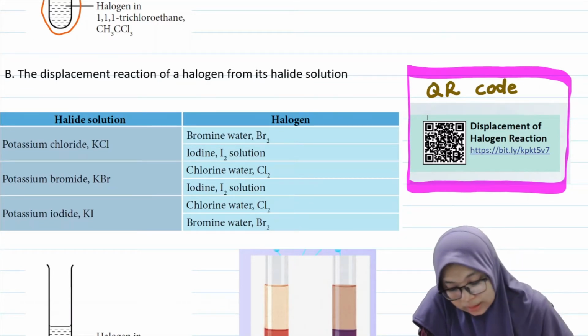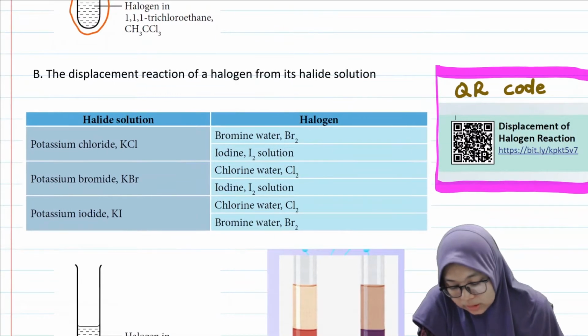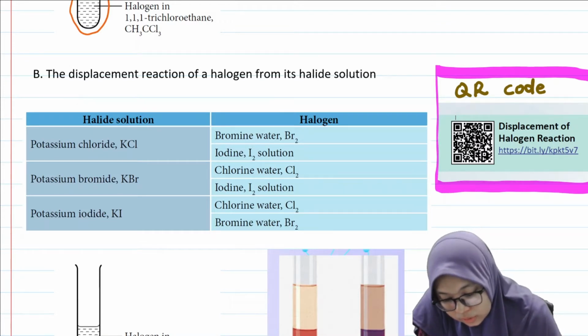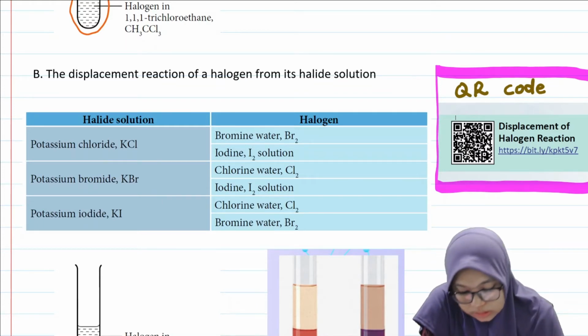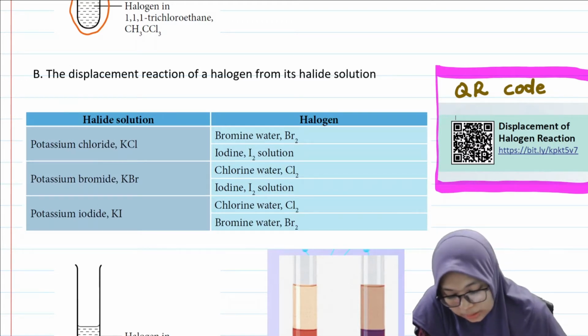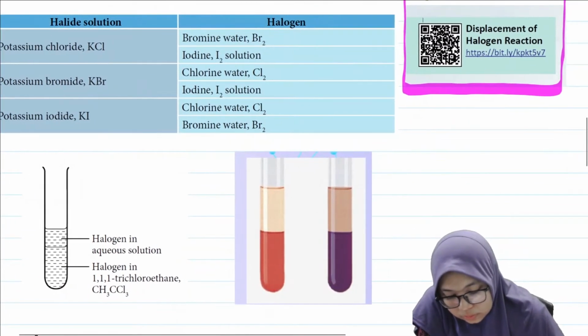Now let's look at the second part of the experiment. This is the displacement reaction of a halogen from its halide solution. This is the solution that we use: potassium chloride, potassium bromide, and potassium iodide. And the reaction is between bromine water, iodine solution, and also chlorine water. Let me simplify this table for you.